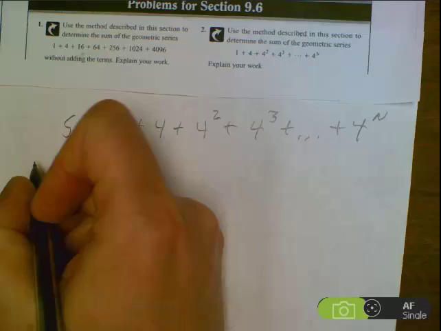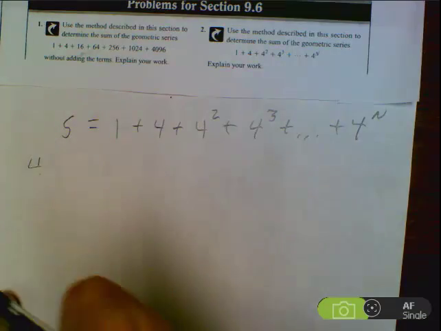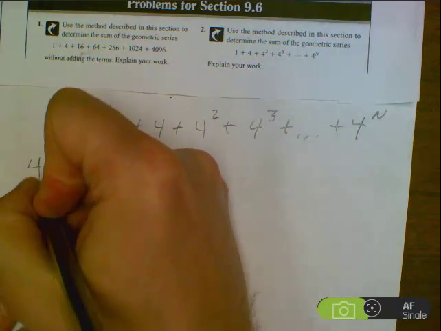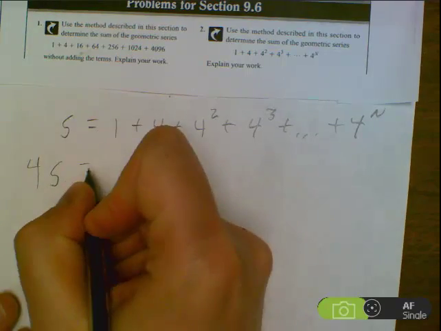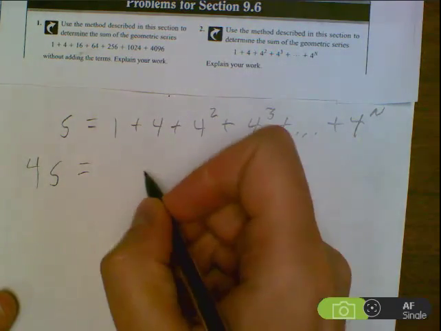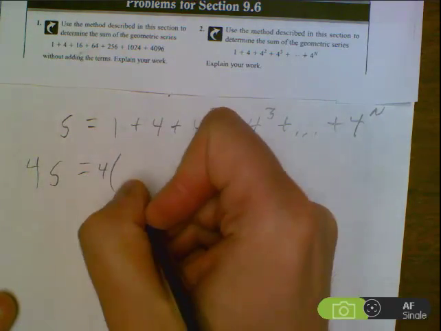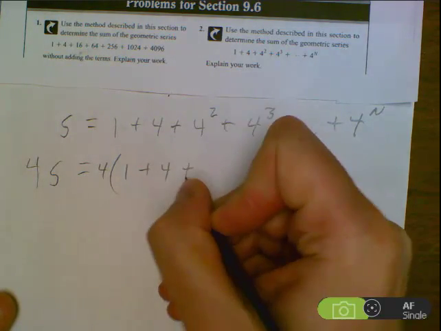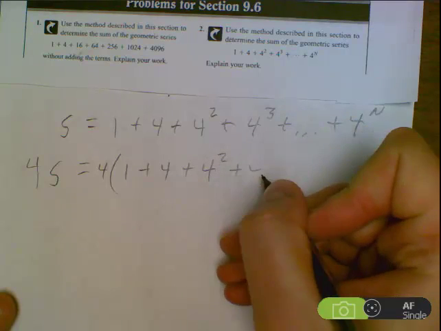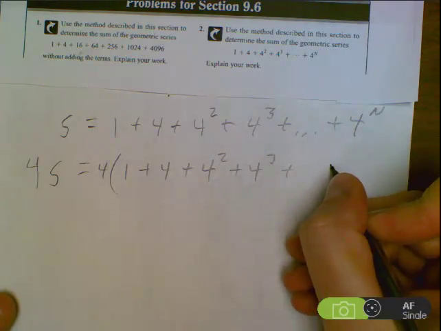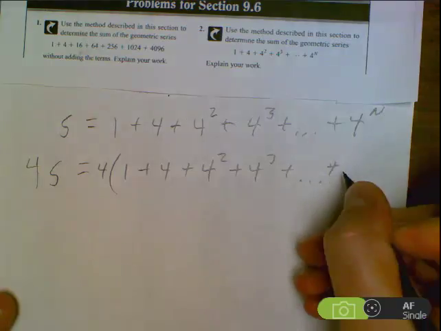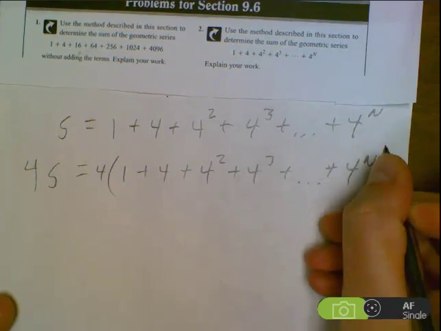Okay, so what we'll do is, again, consider 4S equals. We'll multiply this side by 4, so we get 4 times 1 plus 4 squared plus 4 to the third plus dot dot dot plus 4 to the n.